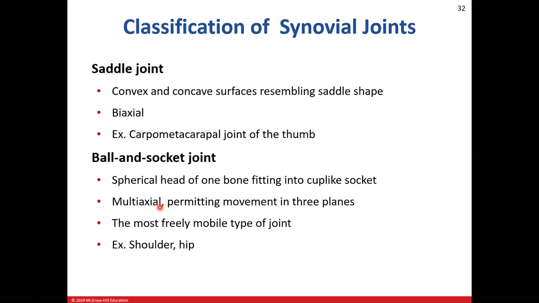Our last type of synovial joint is a ball and socket. This is the synovial joint that I'm sure everybody really knows of. It's the most easily identifiable. We basically have a ball that fits into a socket type structure, so a spherical head of one bone fits into a cup-like socket of another. These are multi-axial joints, and they permit movement in three particular planes. The most freely moving joint in the synovial category is the ball and socket joint, so this is where we have the most movement. The examples are the shoulder and the hip.